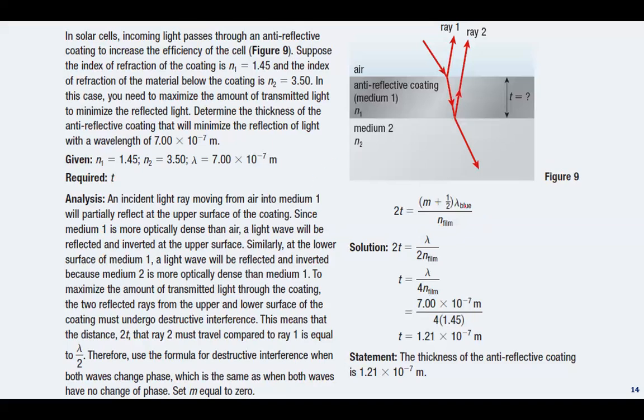So there is a typo here. This should be lambda, okay? And from this equation, we can solve: 2t equals lambda over 2n film, which gives us t equals lambda over 4n film, which is 1.21 times 10 to the power of negative 7 meters. So the thickness of the anti-reflective coating should be 1.21 times 10 to the power of negative 7 meters.